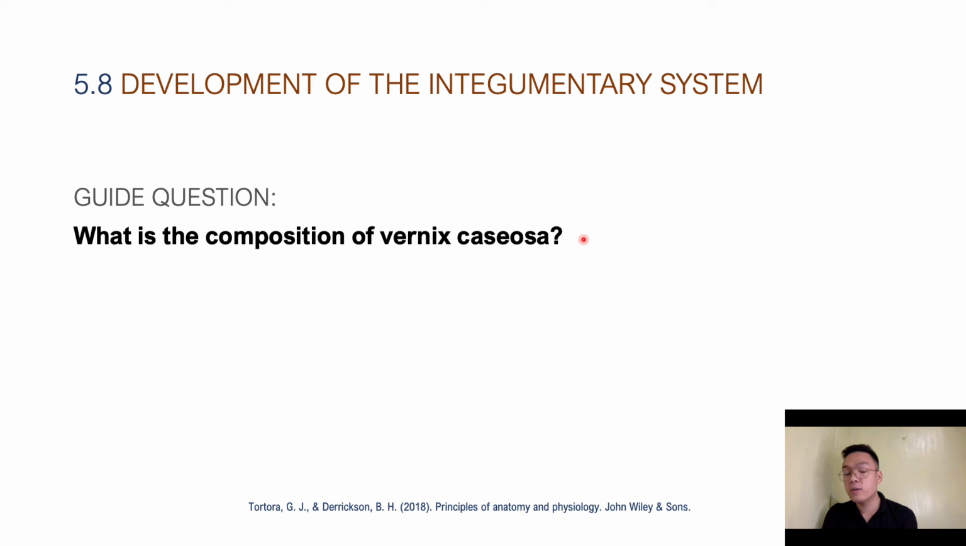So this question: what is the composition of your vernix caseosa? Very good. Vernix caseosa consists of secretions from your sebaceous glands, which are sloughed-off peridermal cells and hairs.